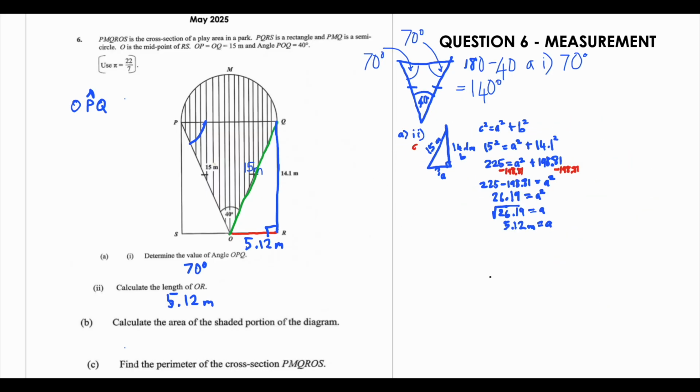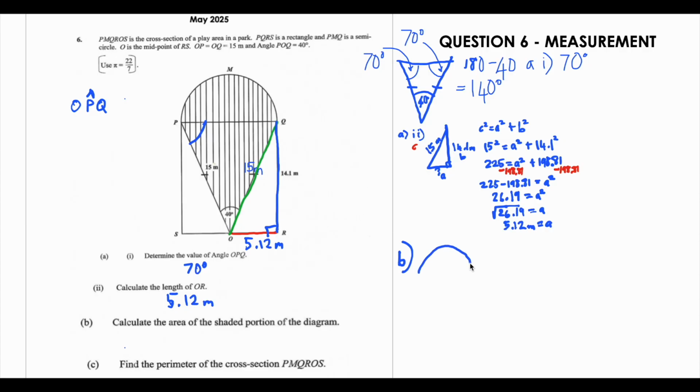Alright, let's go through it now. It says calculate the area of the shaded portion. So the shaded portion is this right here. Now we look at part B, the area of the shaded portion. This is this here. Now we need to figure out two things: the area of this triangle and the area of this semicircle. The good thing is the question before allowed us to calculate the radius of this semicircle. Okay, so the area of a semicircle, we'll do that part first.